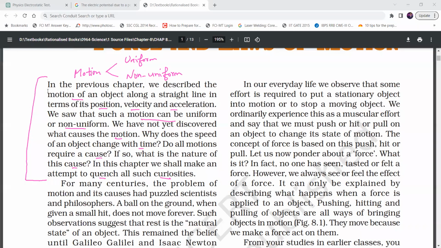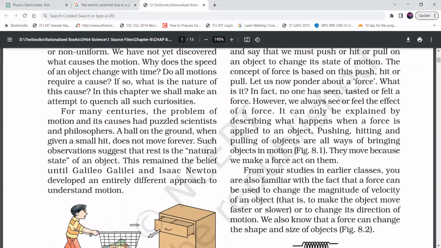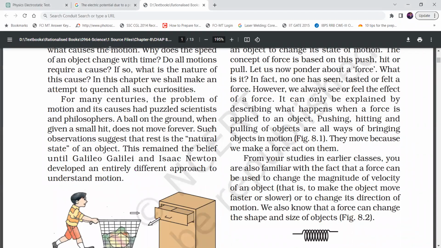Now let's move to the second paragraph. For many centuries, the problem of motion and its causes had puzzled scientists and philosophers. So solving this was a big question for scientists and the group of philosophers at that time.